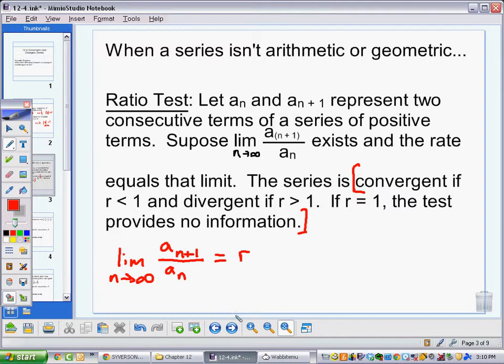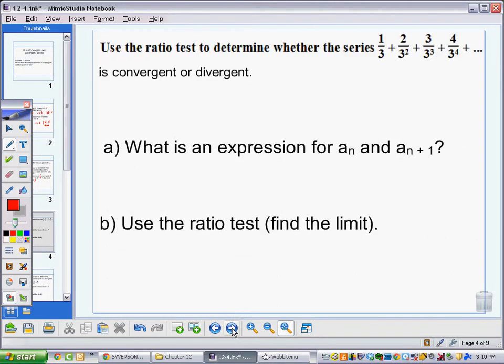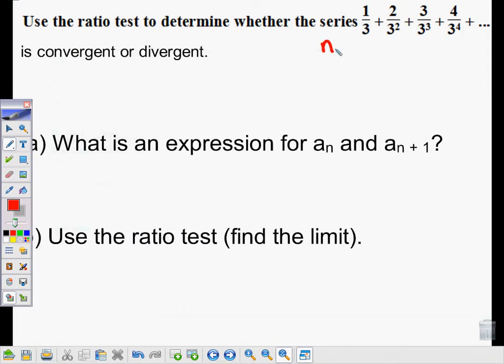So let's move on and see how this is going to play out. Our first example examines this series to determine if it is convergent or divergent using the test that we just talked about. So I first begin by determining an expression for a sub n and then a sub n plus 1. As I look at the values in my series, the first number will be where n is 1. That's my first term. This will be my second term, my third term, and my fourth term.